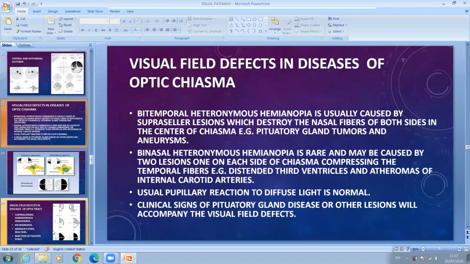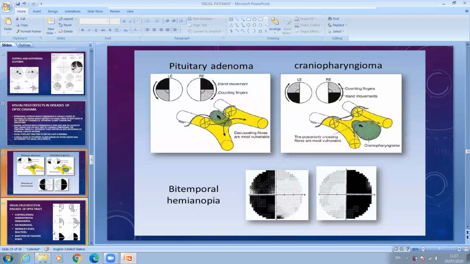And visual field effects of the optic chiasma. Again, if there is a lesion which is affecting the nasal fibers in the center, like of the pituitary gland and the craniopharyngioma suprasellar, they are causing a bitemporal defect. And those which are bilateral lesions affecting the temporal parts of the chiasma will be causing a binasal defect. The clinical signs of the pituitary gland tumors may also be there, and the pupil reaction will remain normal. Look at this picture. You see, this is what is called a bitemporal hemianopia.